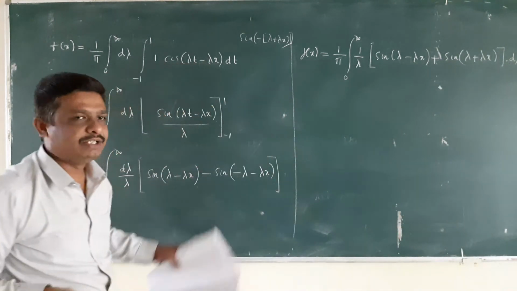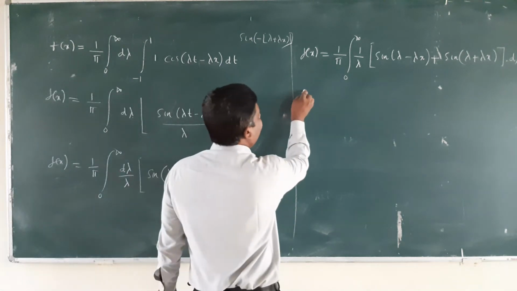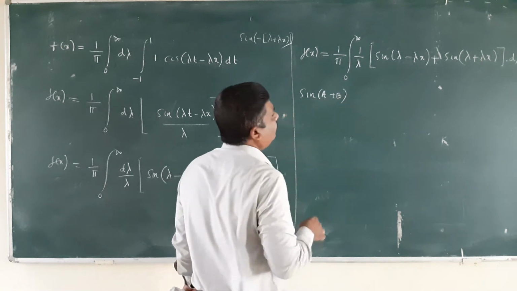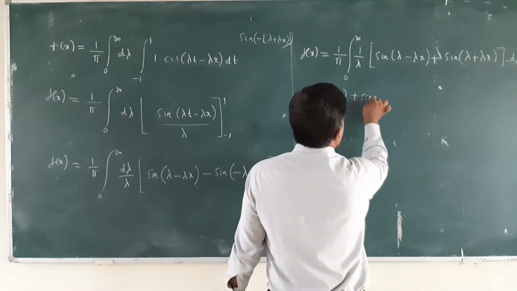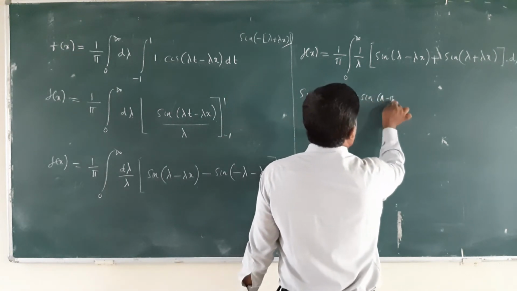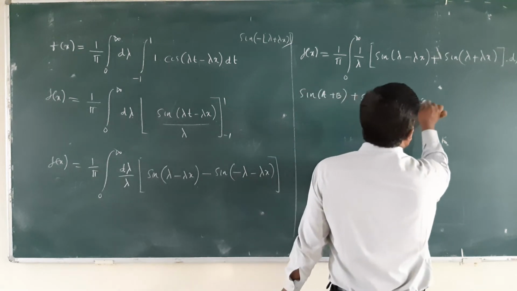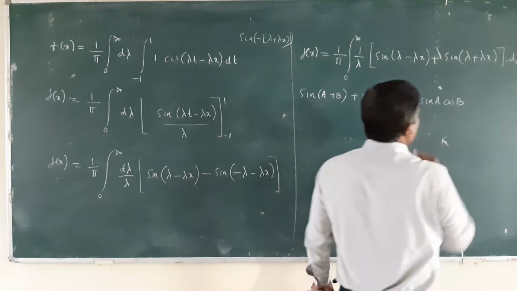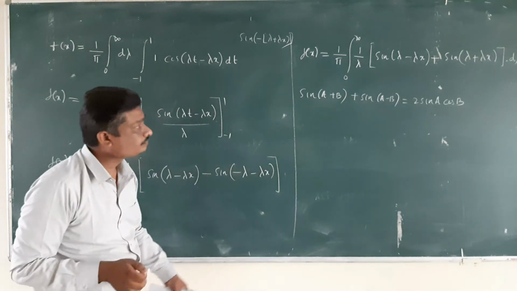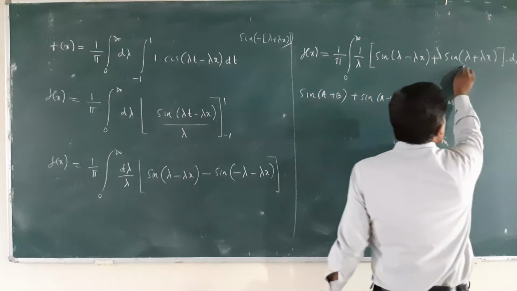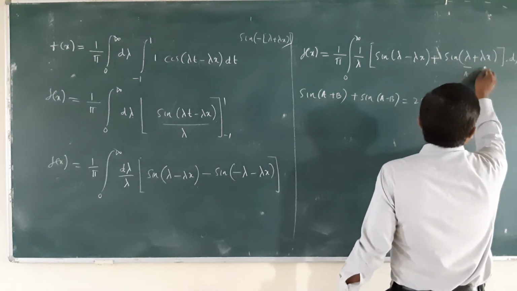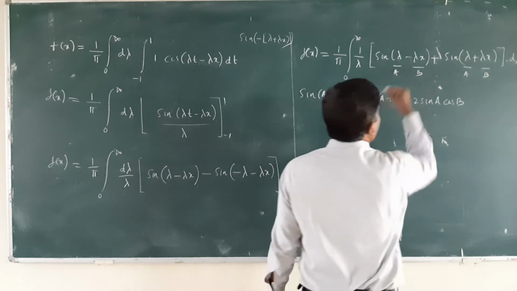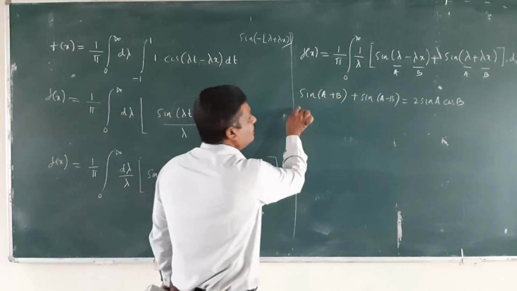So now I will simplify this one. We know that sine of a plus b plus sine of a minus b is nothing but 2 times sine a into cos b. Here this is a and this is b, a plus b. Again this is a and this one is b, a minus b. So I will use this formula.